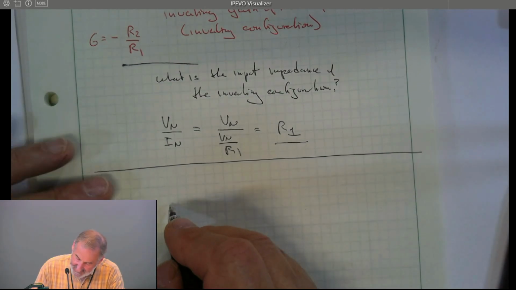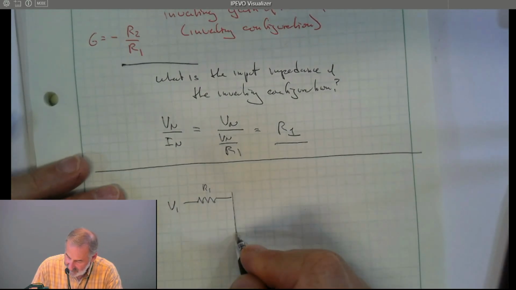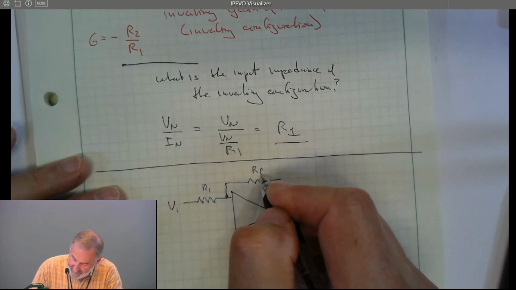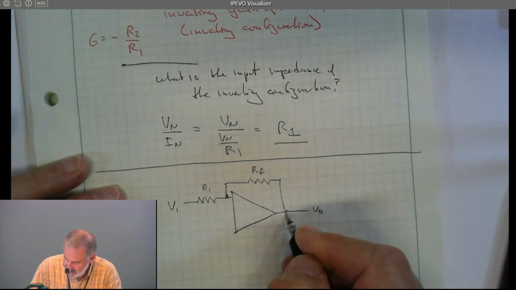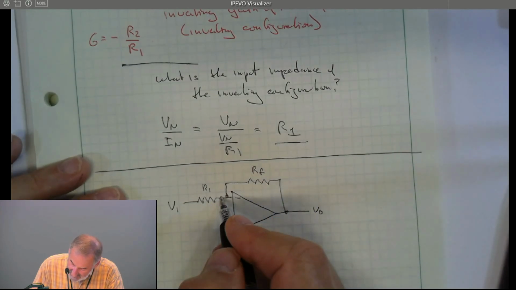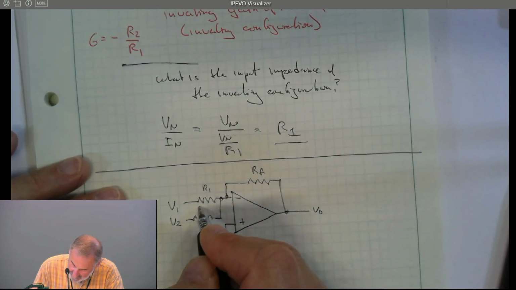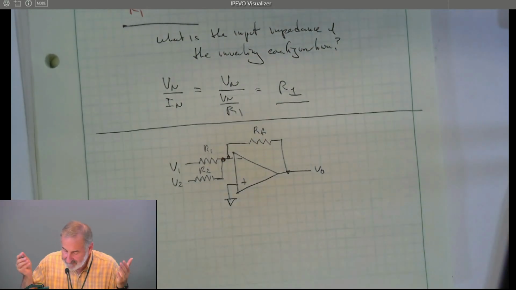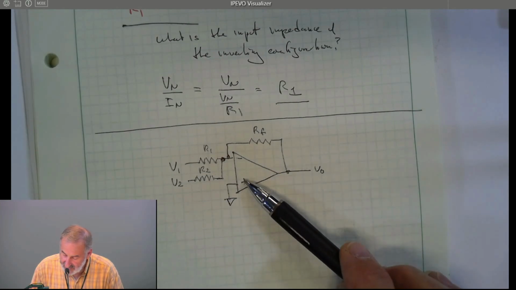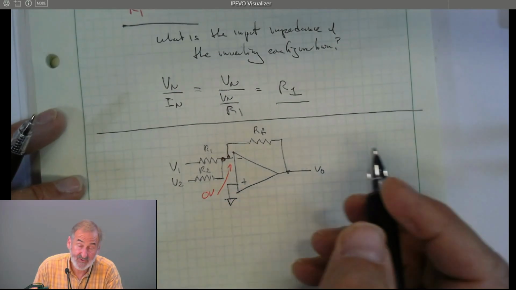Now, let's take this same circuit. I'm going to change this to V1, R1. I'm going to call the resistor here RF for feedback. It's an inverting configuration, so the positive input is connected to ground. And let's connect up another voltage source and another resistor. All right. Well, same analysis. Is there negative feedback? Sure there is. That means that we can consider V plus and V minus to be at the same voltage. So this is 0 volts, virtual ground.